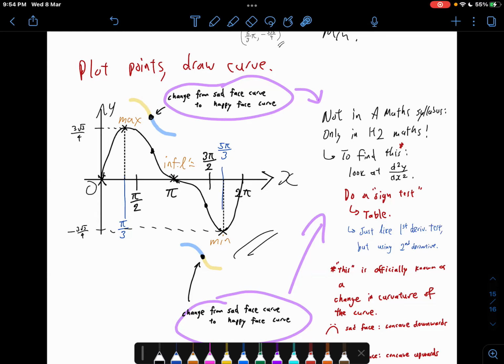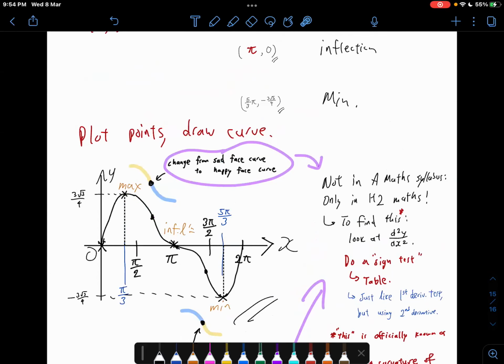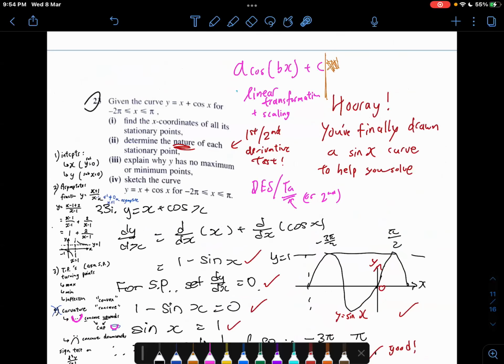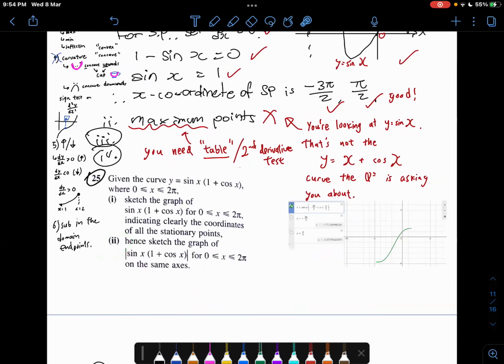Any questions? No. Okay, move on. That was only part 1. Sketch the curve, so troublesome. Part 2, hence sketch the graph of this for 0 less than or equal to x less than or equal to 2 pi on the same axis. What are these things? Vertical lines. Chopsticks. Can eat or not?